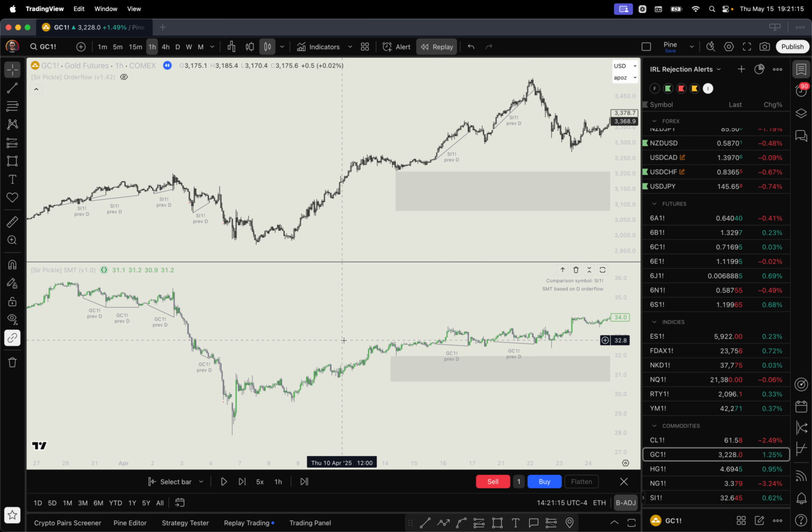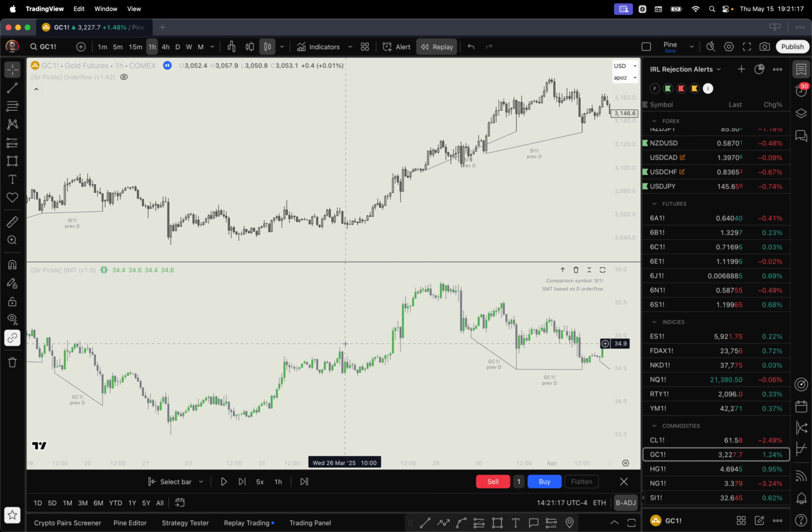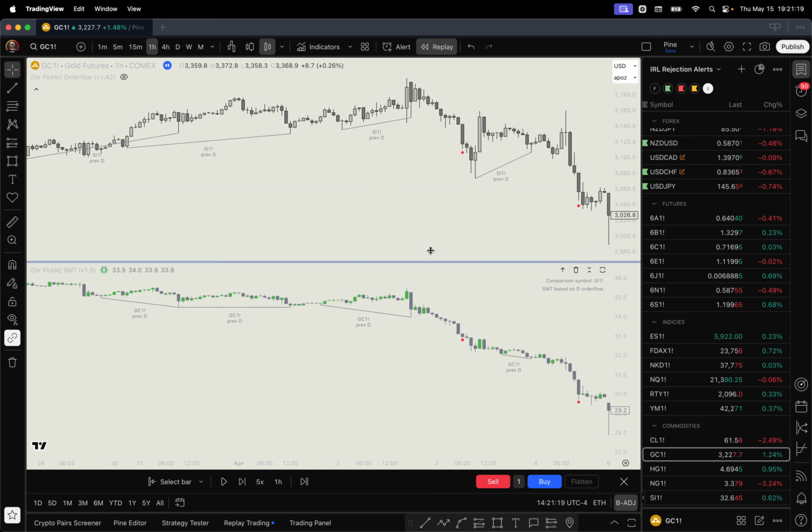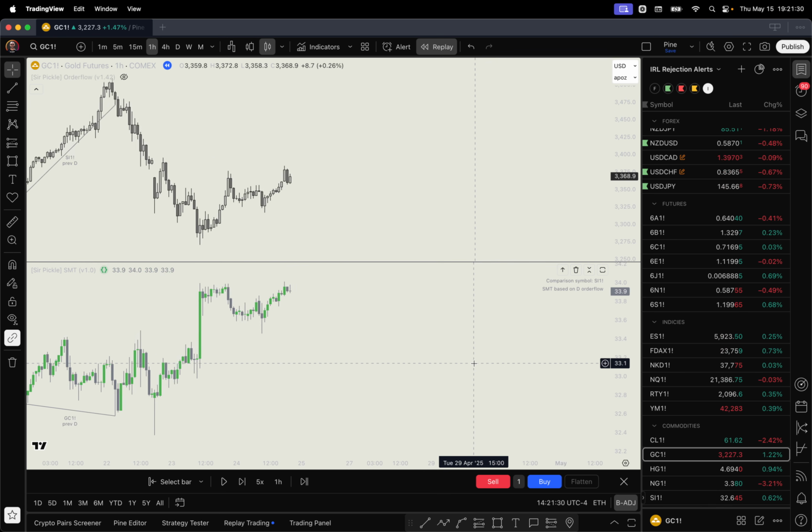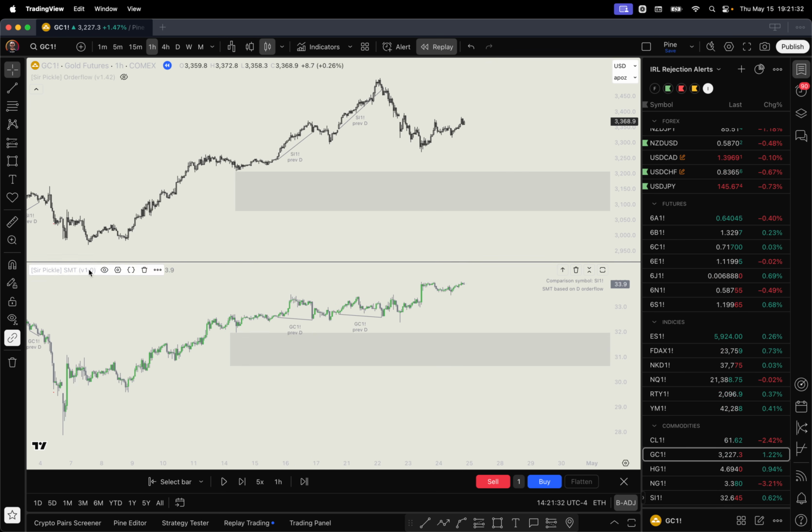The only thing that we are repainting, meaning we're changing what's drawn on the chart, is this red dot here, which appears if, let's say, this SMT is found and then the SMT is invalidated at some point. We do draw a red dot, but I'm getting ahead of myself. I will talk about that later.